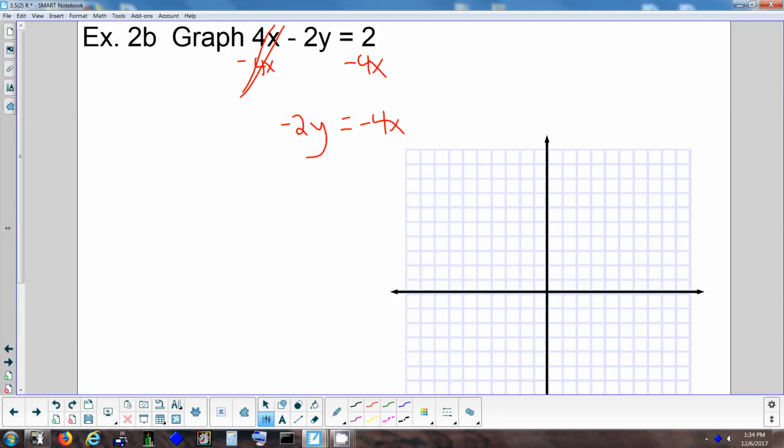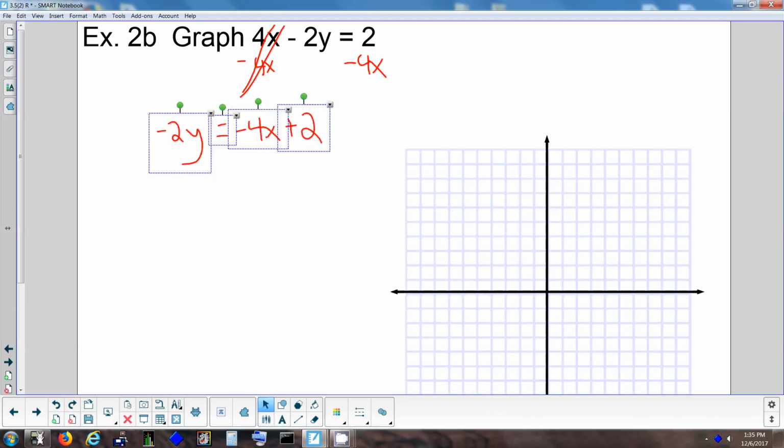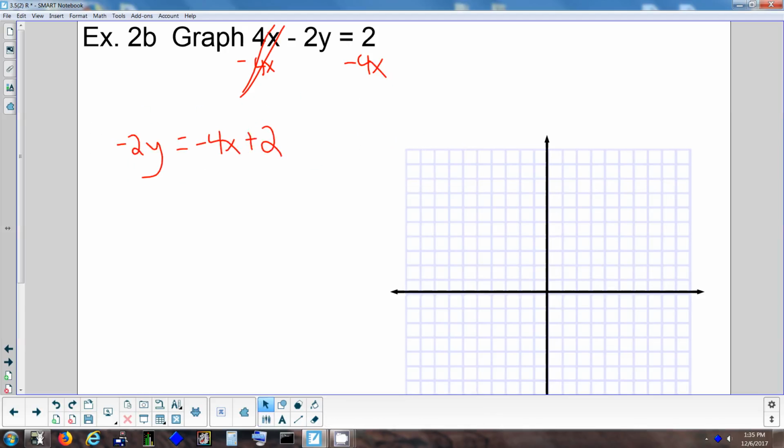There's no sign written here, but we talked about all year: if there's no sign, we know it's positive. That's just the way it is. Plus 2. All right? Divide everything by negative 2. Careful there. I'm not going to divide just the y. No, everything, right? Negative 2, negative 2, negative 2.